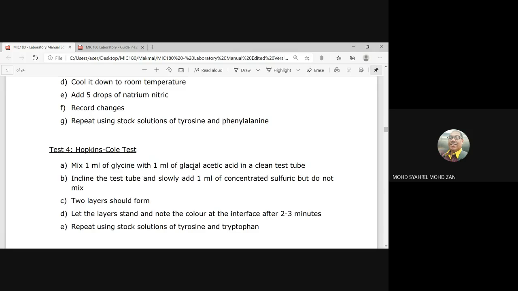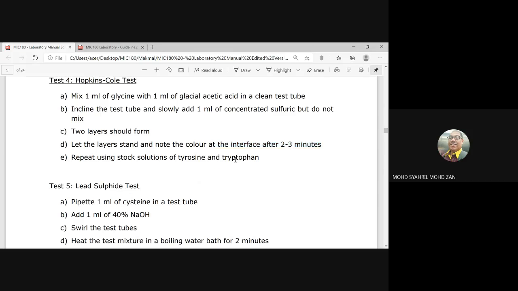Make sure two layers reform. Don't let them mix, right? That's the meaning of incline. Let the layer stand and note the color at the interface after two or three minutes only. You will get it after about two or three minutes, and then it will disappear. So check back your introduction for what you got. Okay, violet rings. For this one, you have to use tryptophan for your positive results.